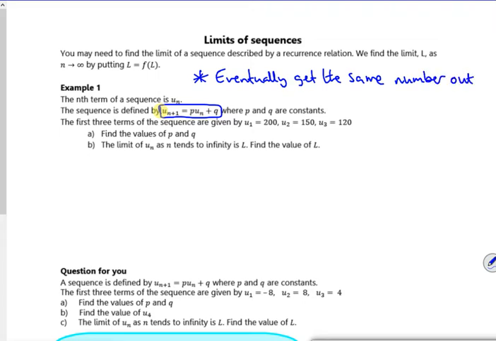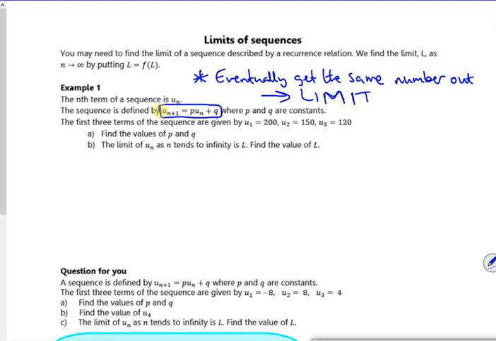So eventually you get the same number out. And that's what I call my limit. So it's not a sum of, it's the actual number becomes the same that I get out. So it's not the sum of it, it's not a sum to infinity.